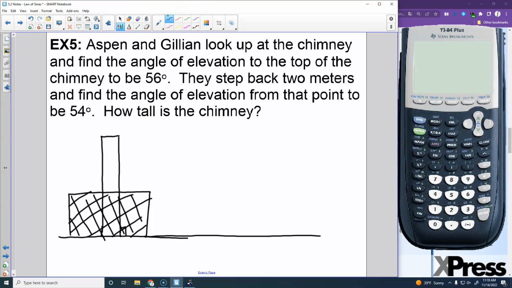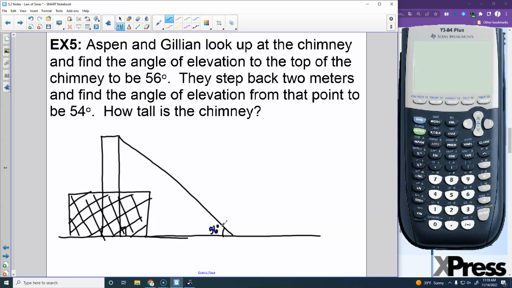So there's lots of cases in real life where you would need to know this, where you couldn't measure to the base of something. If you can measure to the base, it's just regular trig. You don't have to use law of sines and cosines. So what they do here is they find the angle of elevation to the top of the chimney to be 56 degrees. So they stand somewhere over here. They find that angle of elevation to be 56 degrees.